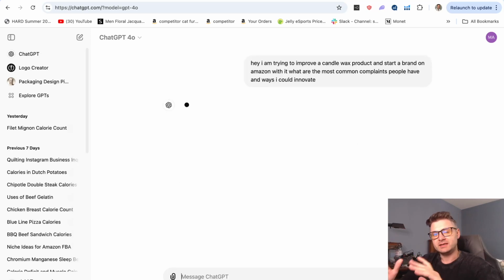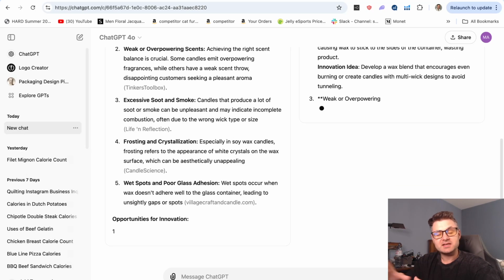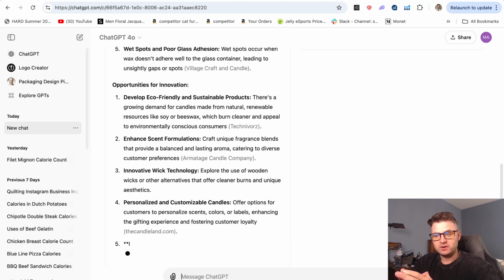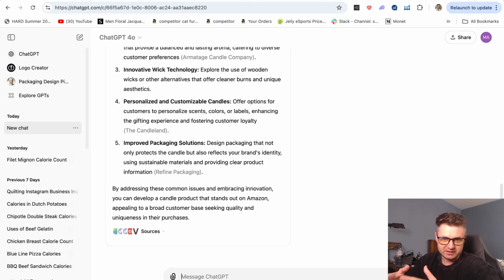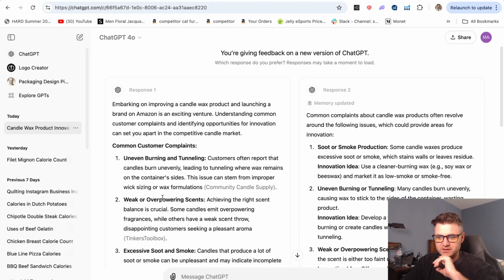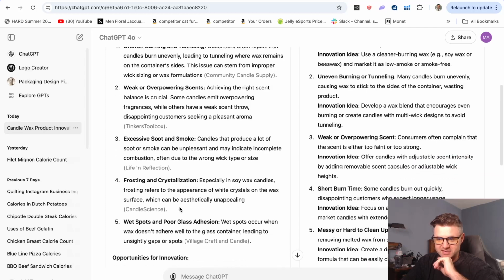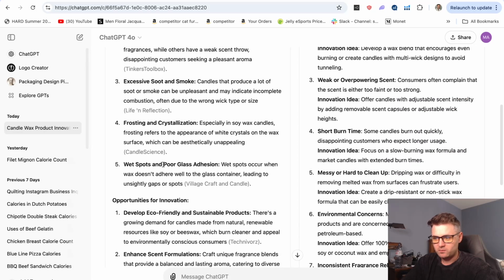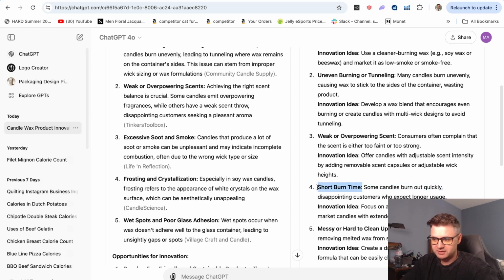And depending on what it gives us, guys, we're going to go off of that. Essentially what it gives you is how you want to start innovating, right? You can ask questions of how I could do this. So for candle wax, it says uneven burning, tunneling, weak or overpowering scent, excessive soot, frosting, wet spots, short burn time. So maybe you wanted to have as your branding 24-hour burn time, or my candle is the longest lasting candle and it will never stop burning. It has a longer time. So you could literally ask, how do I make a candle wax have a very long burn time?